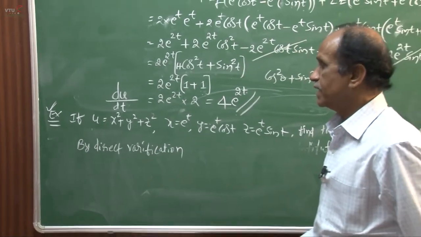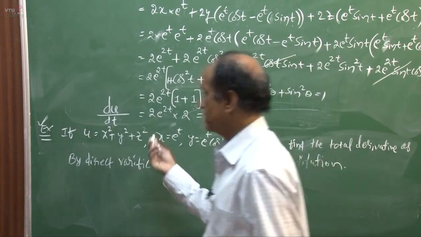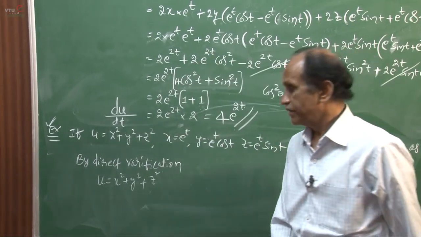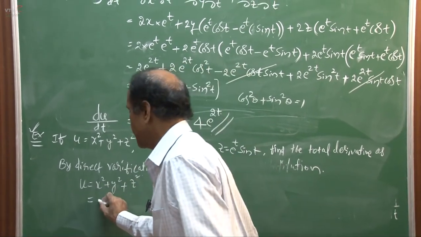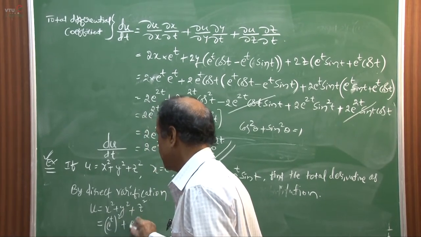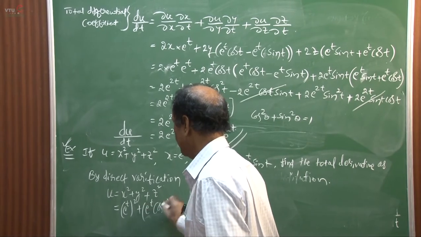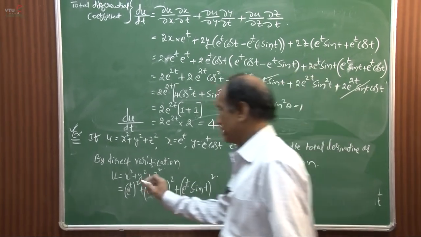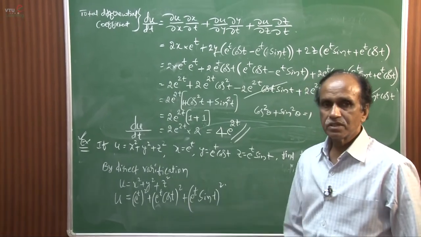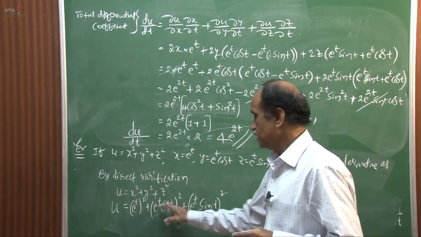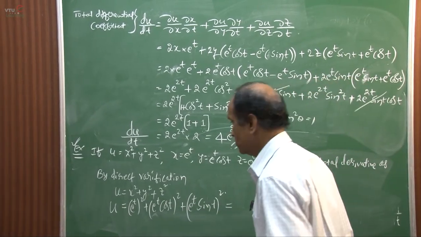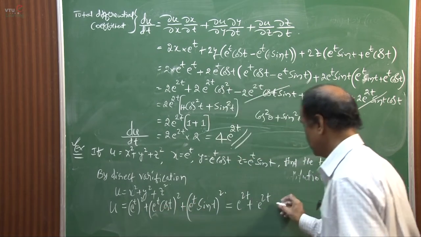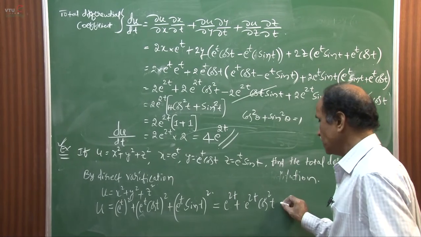how we are going to handle the direct verification means substituting all the three values in this function. That's all. u is equal to x square plus y square plus z square. Then what is the x value? e to the power t. That means e to the power t whole square plus e to the power t into cos t whole square plus e to the power t into sin t whole square. Now you release this square. So how does this equation look? It takes a single dependent variable and a single independent variable. So this is equal to e to the power 2t plus e to the power 2t, because whole square means this is e to the power 2t, and cos square t, and what is that?